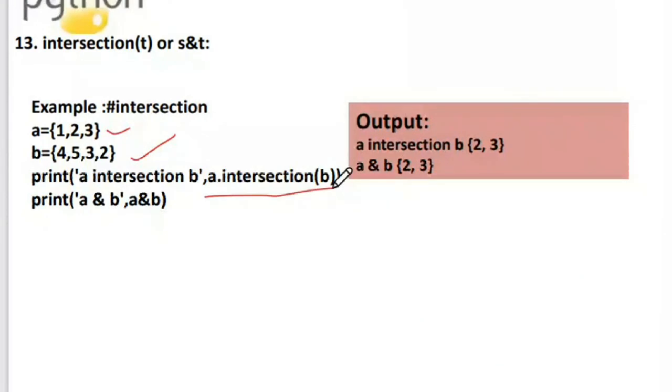The intersection method is A dot intersection B. Also I can use this AND symbol to find out the intersection. So the AND symbol between two sets will perform the intersection for me. I can give a method, or else I can give an AND symbol between the two sets. Both are same.